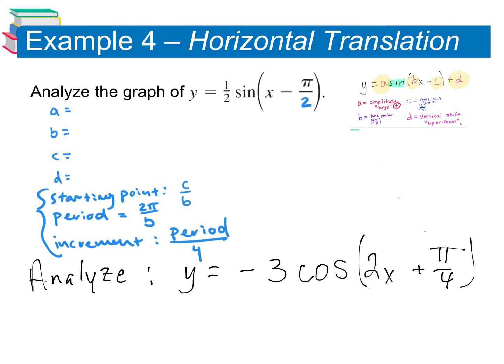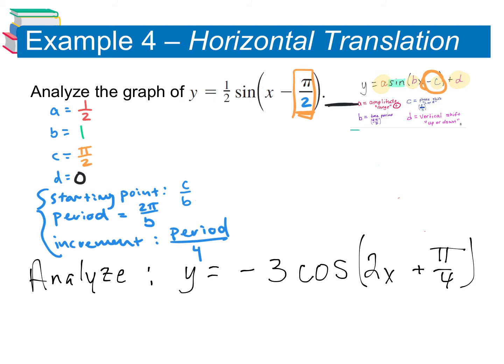So A would be what? 1/2. B is 1. C. So C is what we're adding inside the parentheses. But since it's a minus C, we always change the sign of this, so it would just be pi over 2. And then what would D be? Are we adding anything after? Nothing, so 0. What's C? Pi over 2.